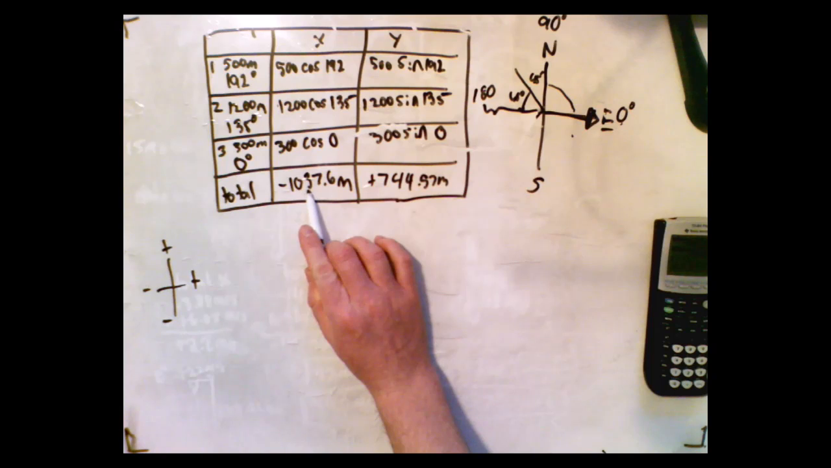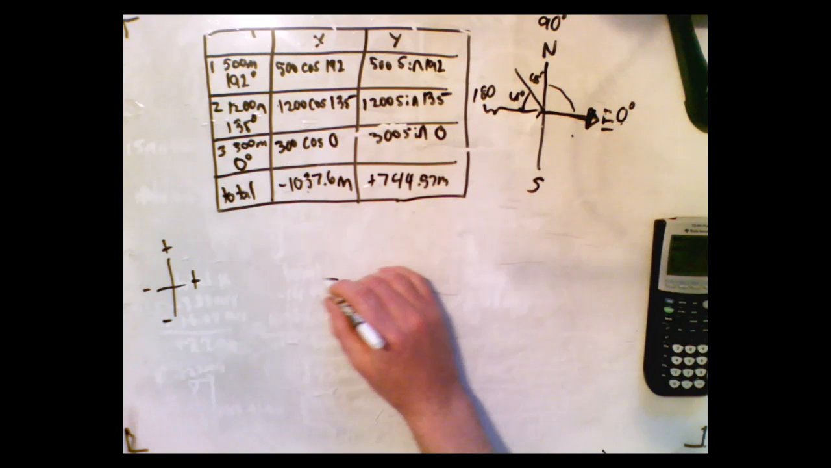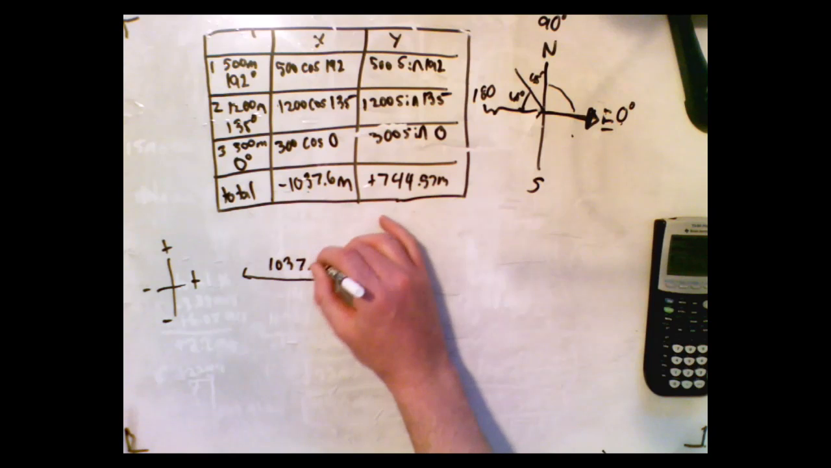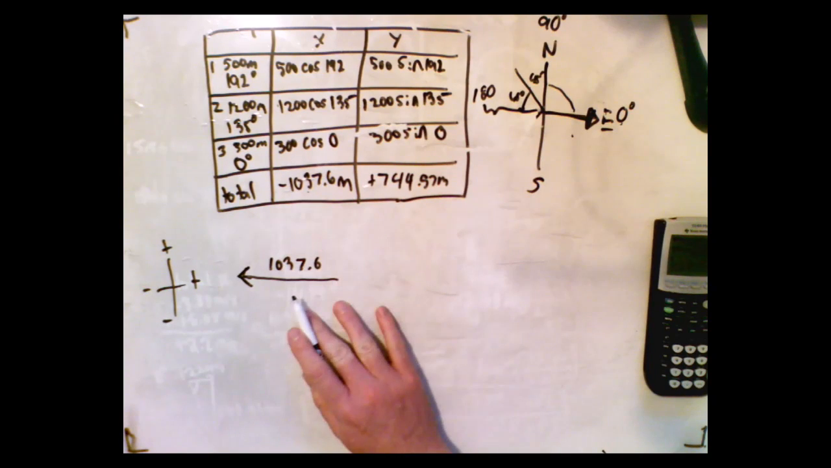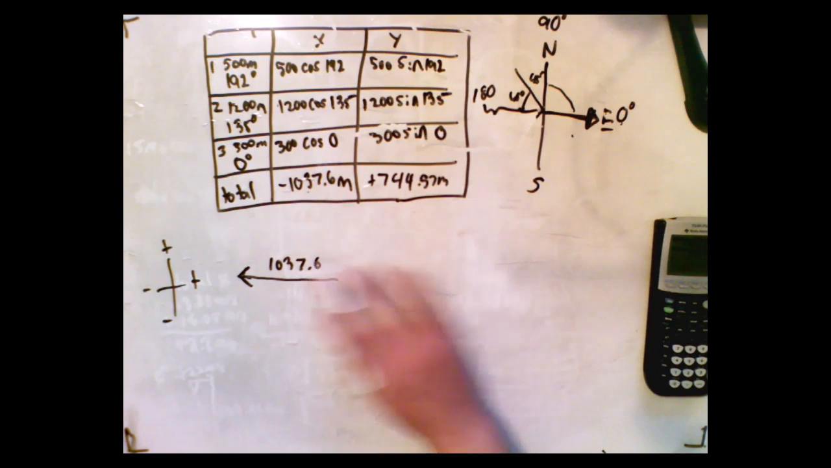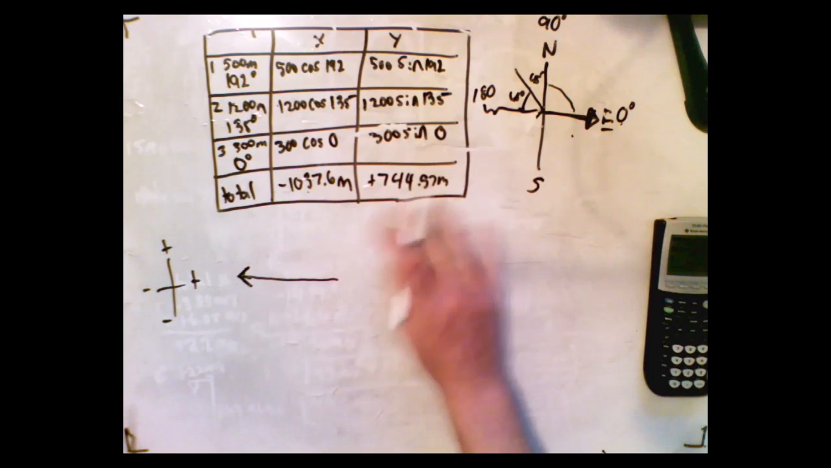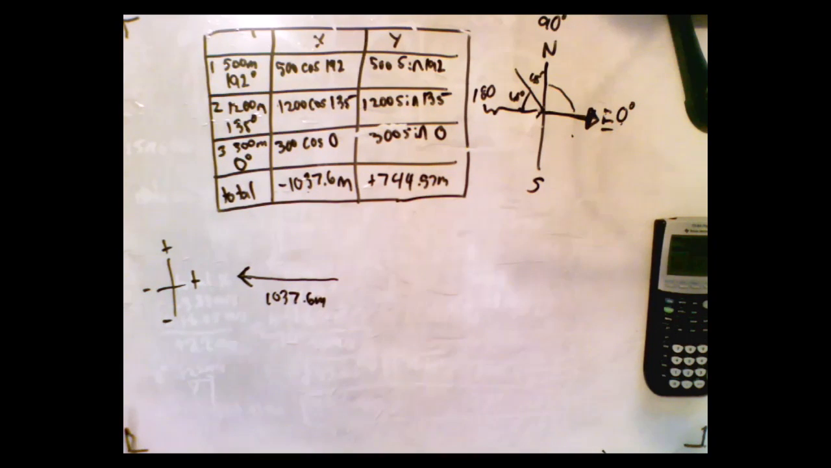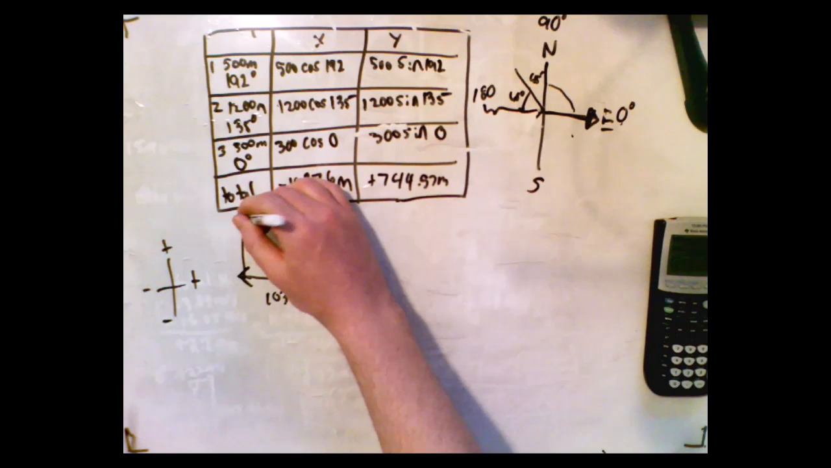Okay. So remember that up and to the right are positive, down and to the left is negative. So my x is negative. So I want to draw it as 1037.6, and I want to draw it to the left because it's negative. Oops. This one's positive, so I'm just going to switch this. So 744.57, so it's going to go up.